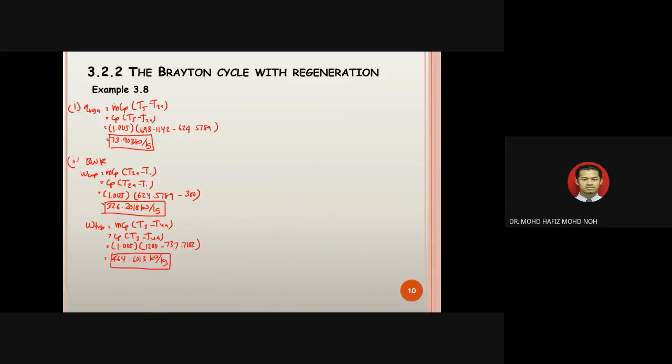Then you can proceed to calculate the back work ratio, which is W compressor divided by W turbine, which is 326.2018 divided by 464.6013. So the back work ratio actually is equal to 0.702. Okay guys.